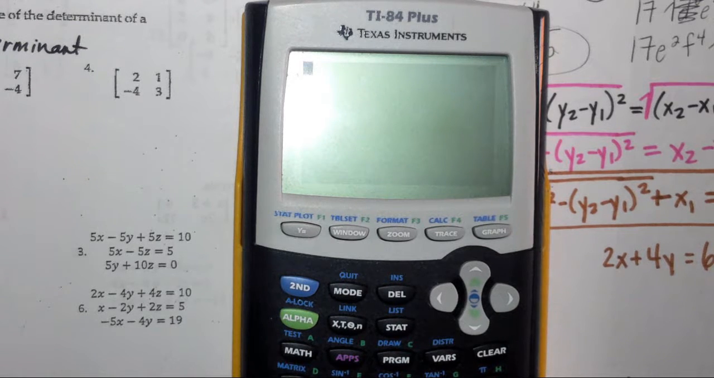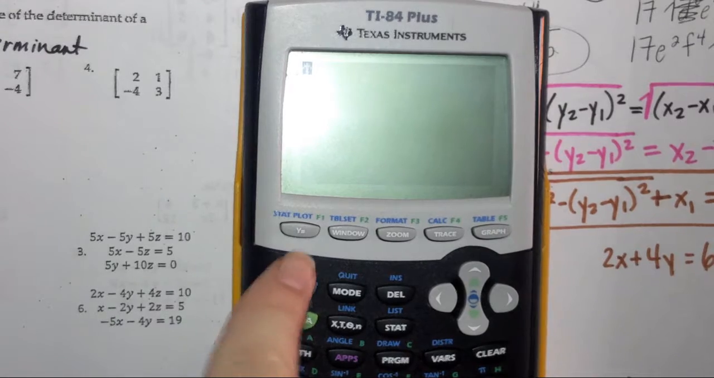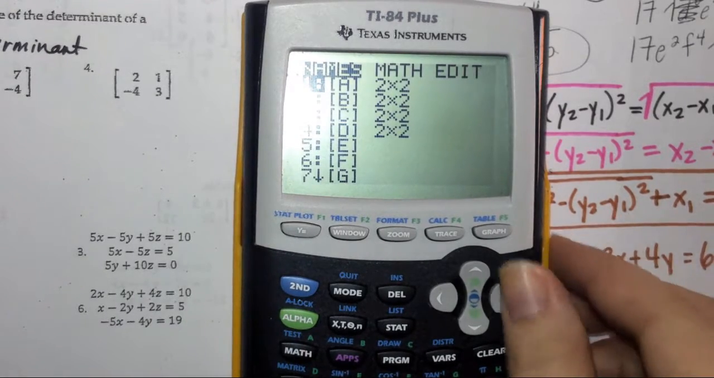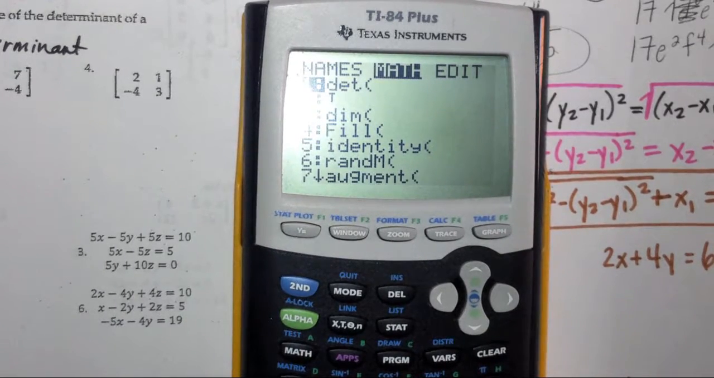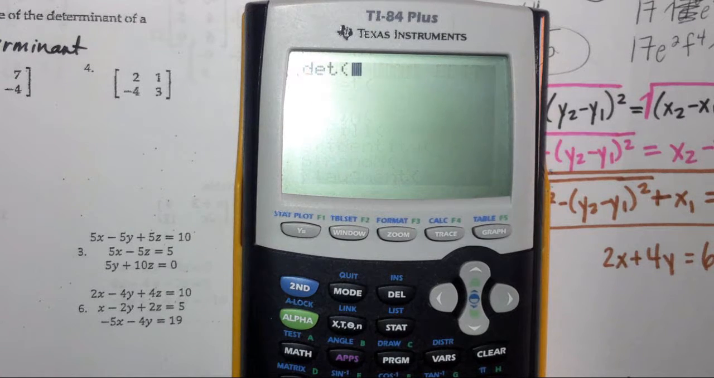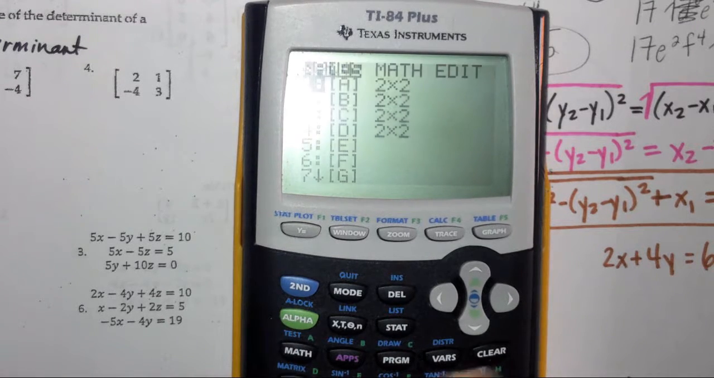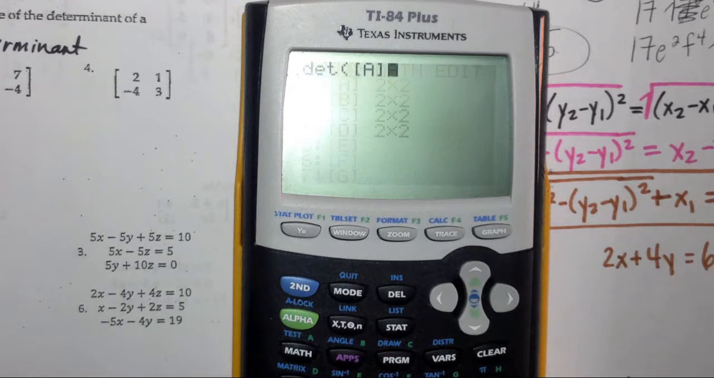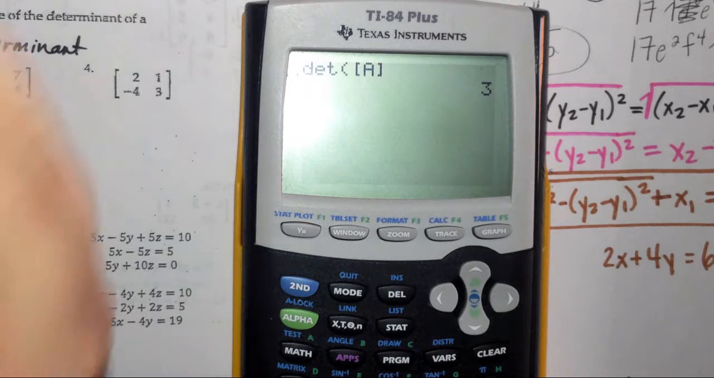Okay, so we need to check the determinants of those 4. How do we check the determinants of a matrix? What buttons do I press? Second matrix, and then math, and then go over to determinant. Then you still have the second matrix and tell it I want the determinant of A, which is 3. So it has a determinant of 3, which I'm going to write down on my paper. I wrote D, T, and 3.